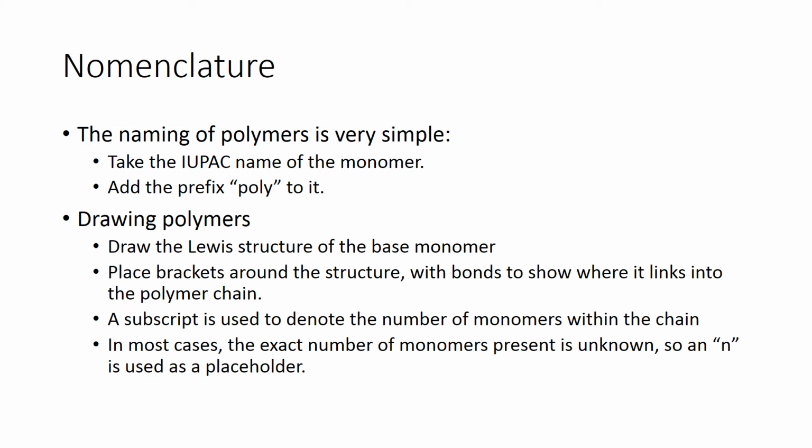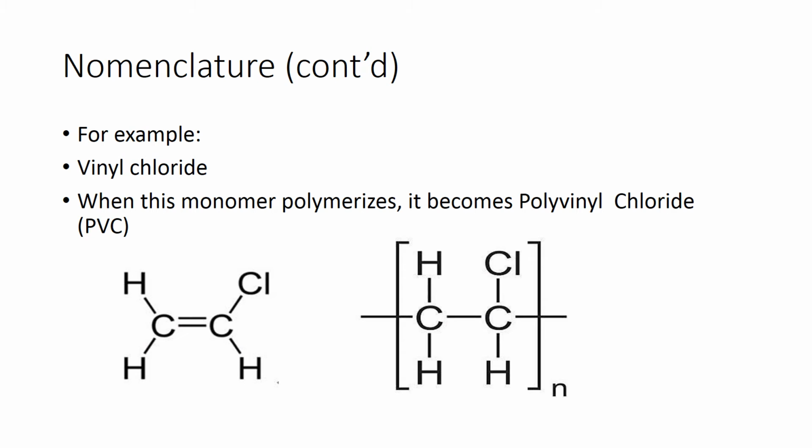In terms of how to draw the polymers, first you draw the Lewis structure of the base monomer, then you place the brackets around the structure with bonds to show where it links into the polymer chain. A subscript is used to denote the number of monomers within the chain. In most cases, the number of monomers is unknown, so you put an n as a placeholder.